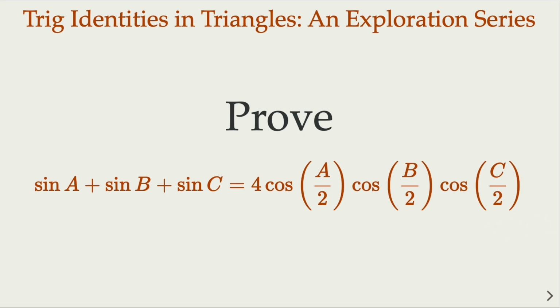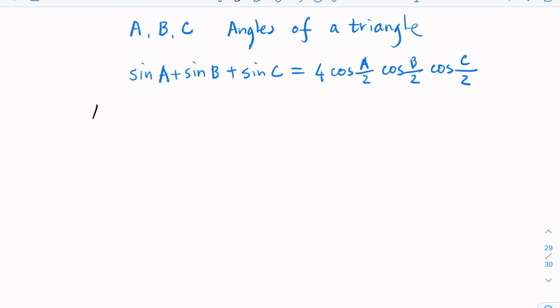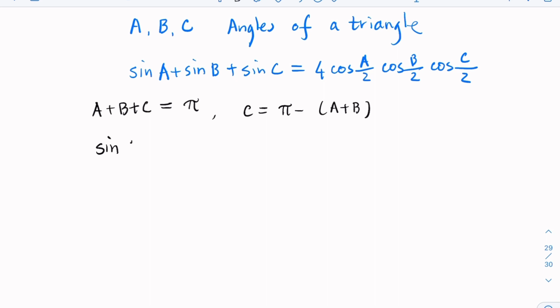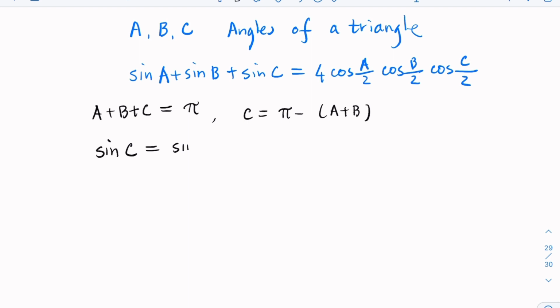So what is the proof? The first thing we know is that they sum up to 180 degrees, or pi in radians, in which case we can express C as pi minus (A plus B). We know that sine of C equals sine of pi minus the quantity, which is going to equal sine of A plus B, right? When two numbers add up to pi, the sine values are the same. So here, sine of A plus B.